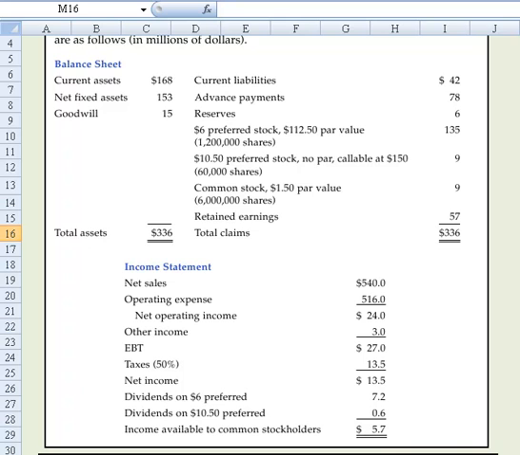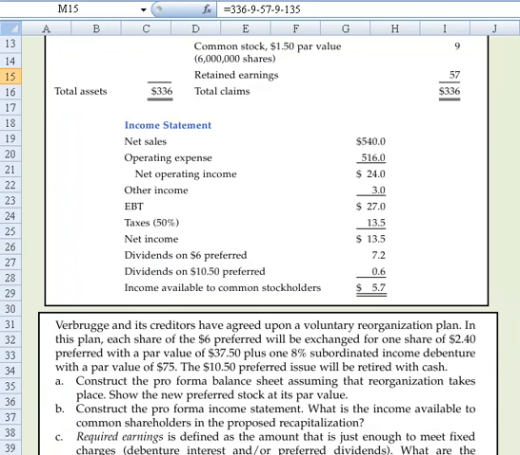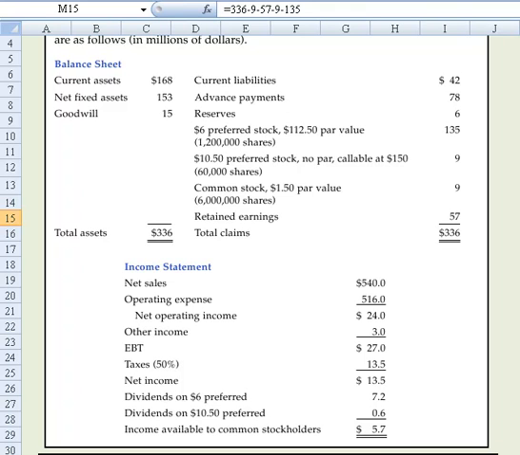But we've also got some preferred we need to back out because that's not considered debt either. So 336 less the 57 less the 9 less the 9 from the 10.50 preferred and less the $6 preferred, which is 135. And that gets me 126. Now the reserves actually represent non-cash current liabilities that we've set up in the future. And I believe in terms of solving this problem, we would only consider current liabilities and advance payments as our debt. So I'm going to subtract out the 6 as well. That gets us down to 120. Now, the simpler approach, we could have just taken the current liabilities of 42 and the 78, add that together, and we get 120.